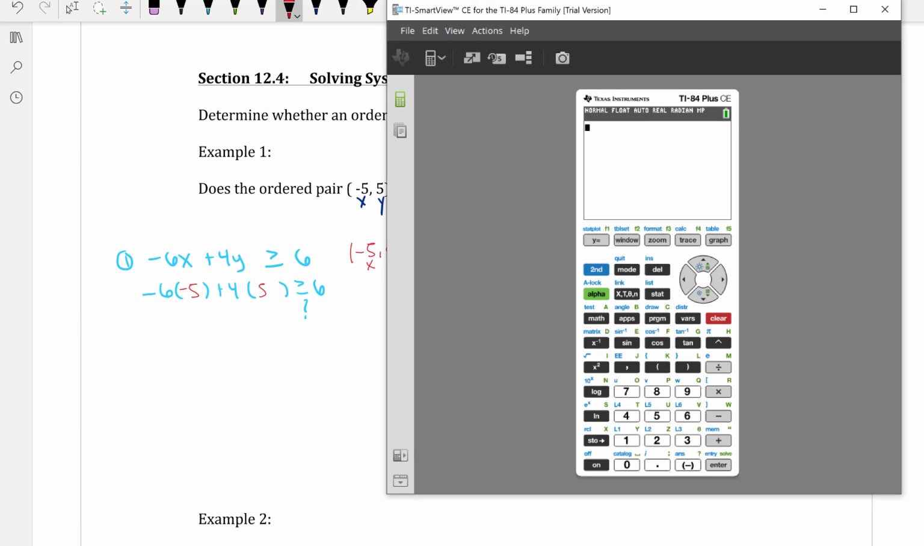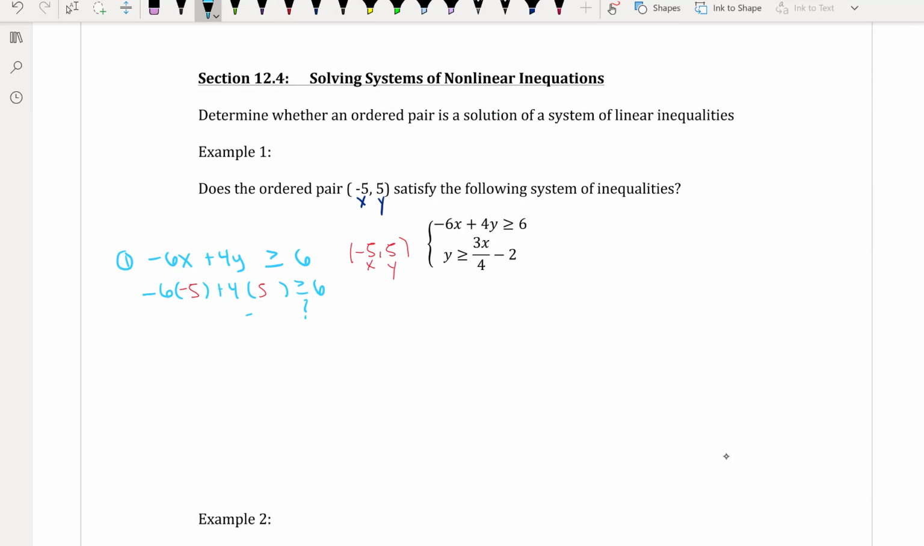If I bring up my calculator, I have -6 times -5, plus 4 times 5. I get that side to be 50. So it's 50 greater than or equal to 6. Is that true? Is 50 greater than or equal to 6? That is true. So far, so good.